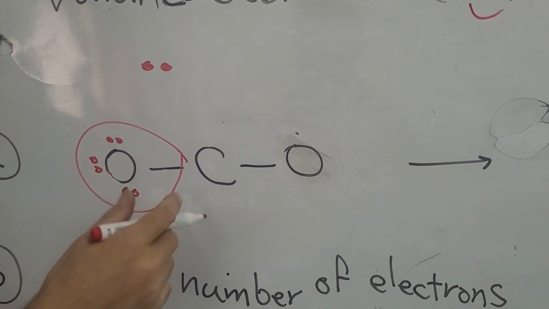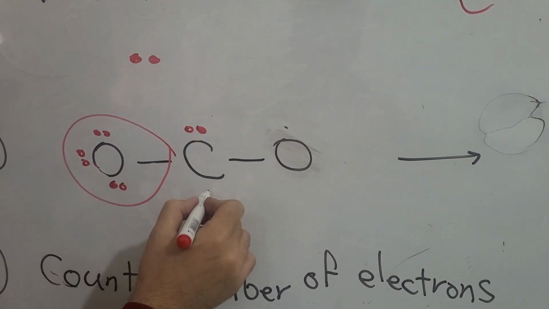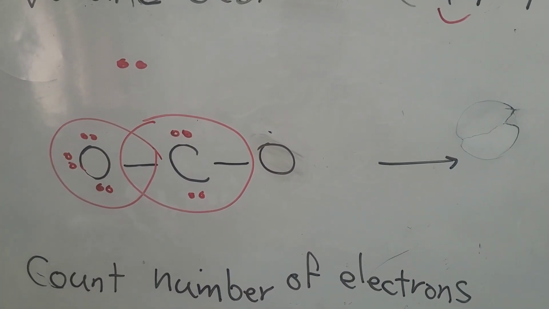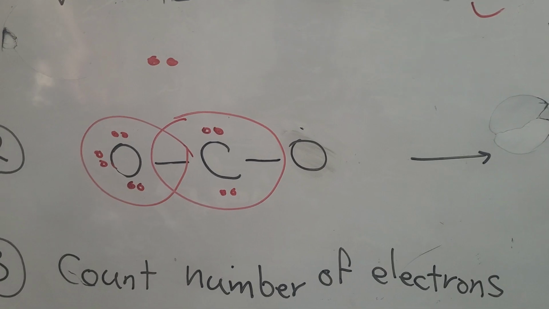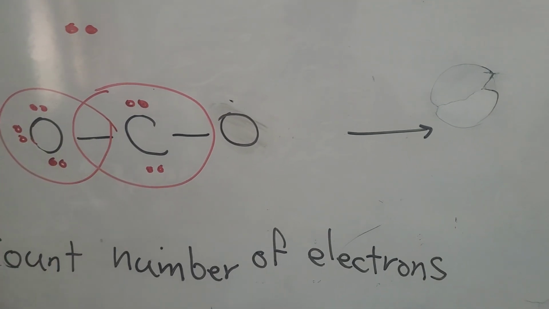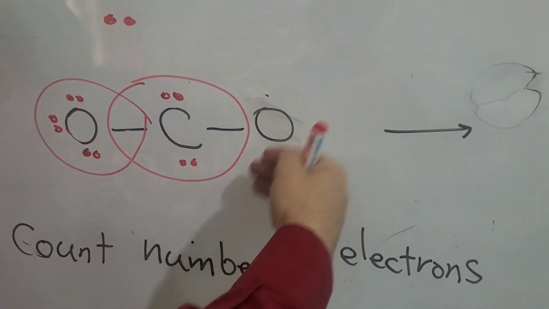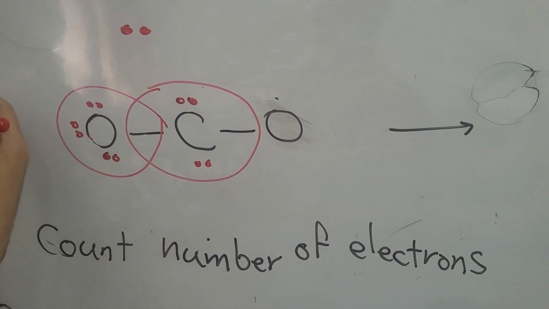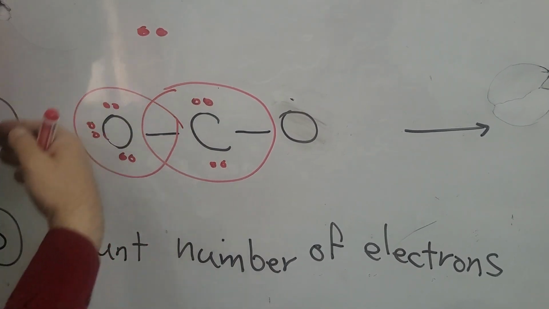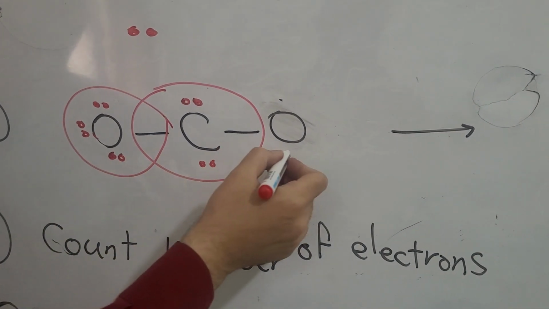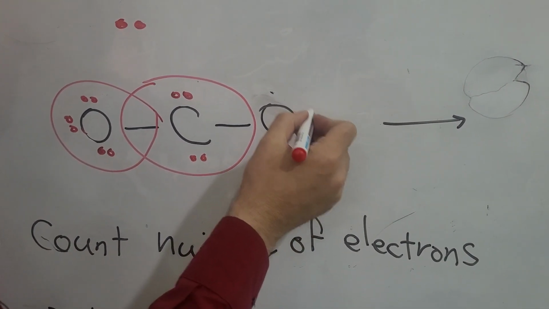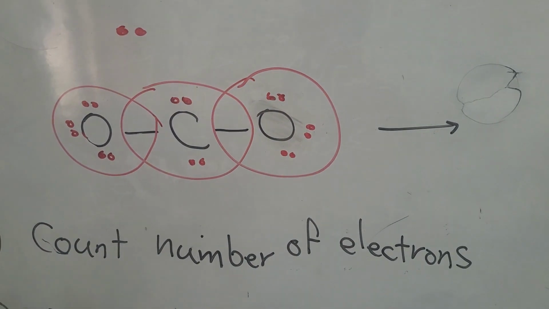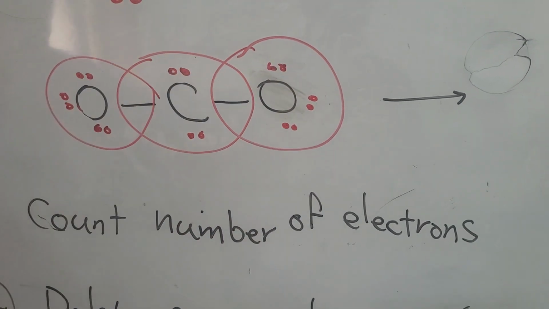I add two pairs for carbon, and carbon follows the octet rule. We have 8 electrons around the carbon, and I have 8 electrons around the oxygen. So I add here 3 pairs. So for oxygen, I have 8 electrons around it.